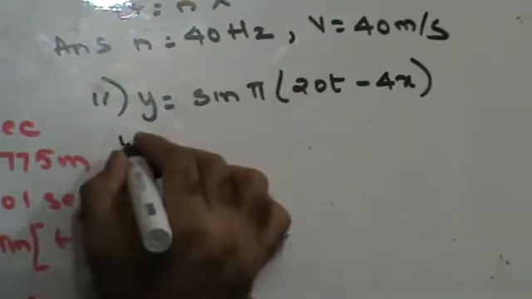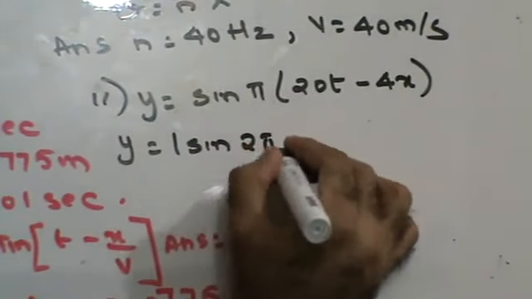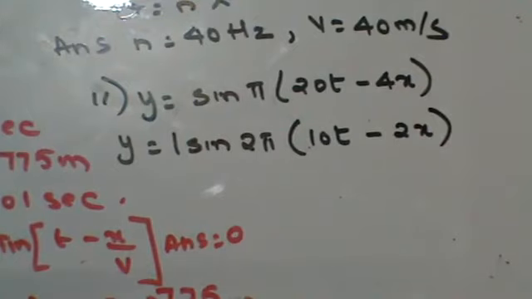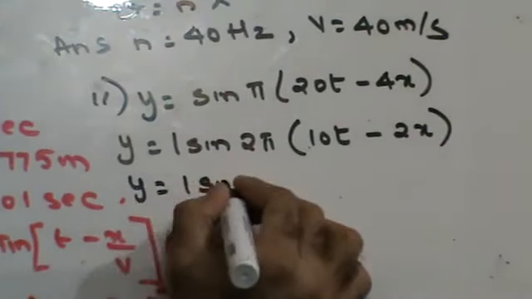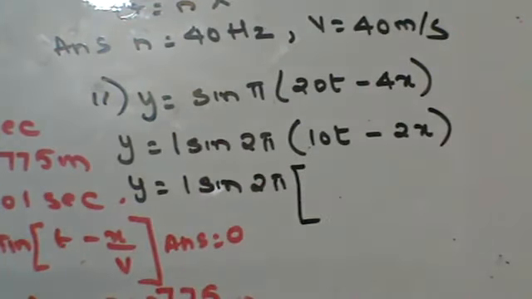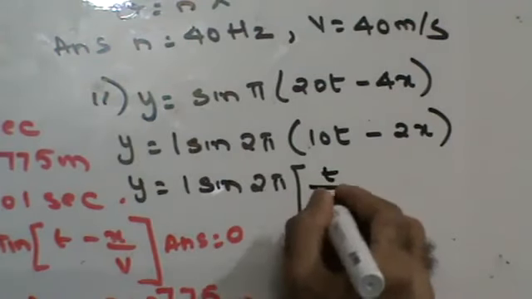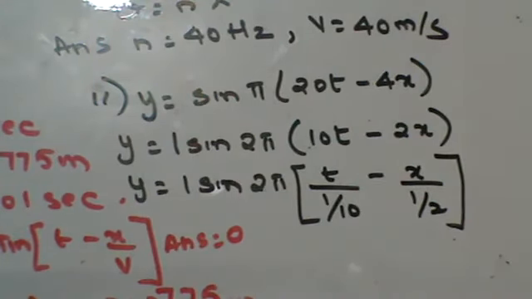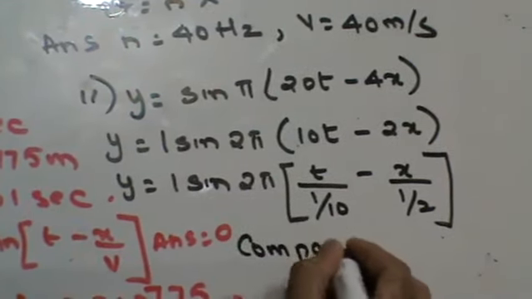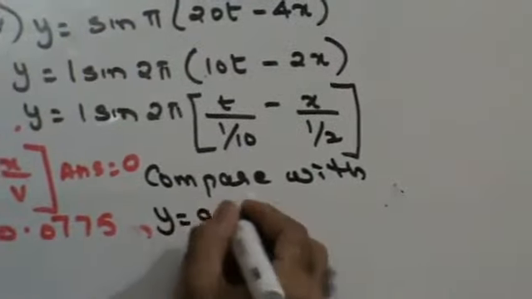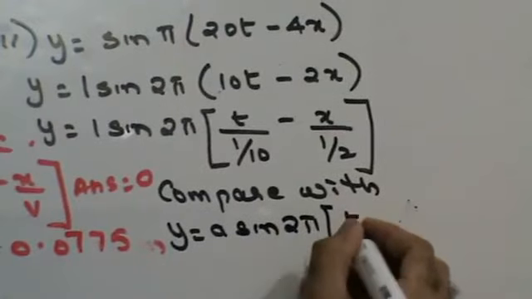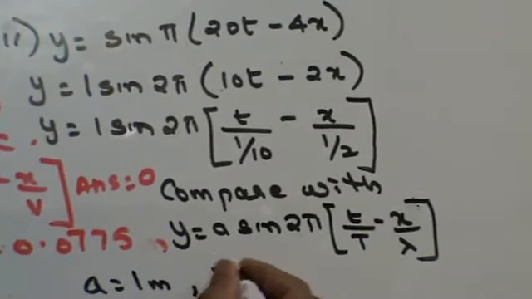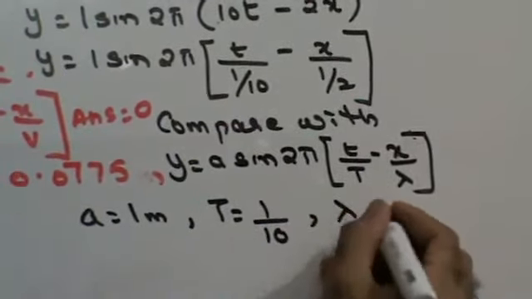First let's rearrange the equation. I can say y is equal to 1 sine 2 pi. I am taking 2 common outside, so this will become 10t minus 2x, right? Now this can be written as y is equal to 1 sine 2 pi, numerator can be written as denominator. So this is t upon 1 upon 10 minus x upon 1 upon 2. Now I can compare with y is equal to a sine 2 pi (t by T minus x by lambda). So in which case I'll get a is 1, T is 1 upon 10, and lambda is 1 upon 2.